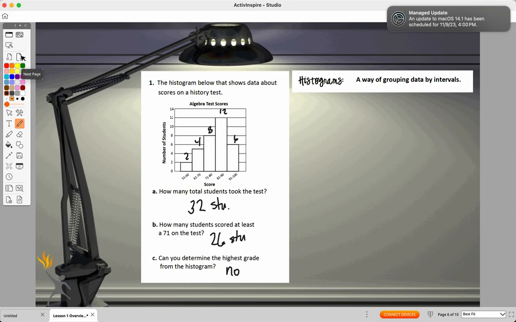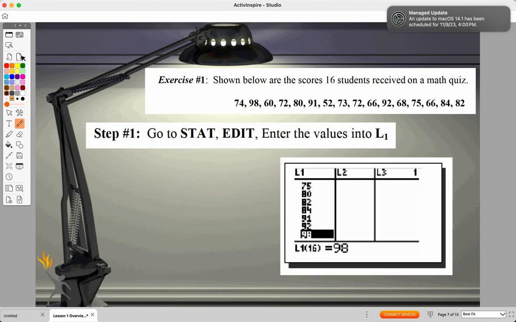All right, now that we've talked about different graphical displays, you're going to finish the other 3 examples in class for homework tonight. We're going to go ahead and work my way through this next one. This is going to teach us how to use our calculator.